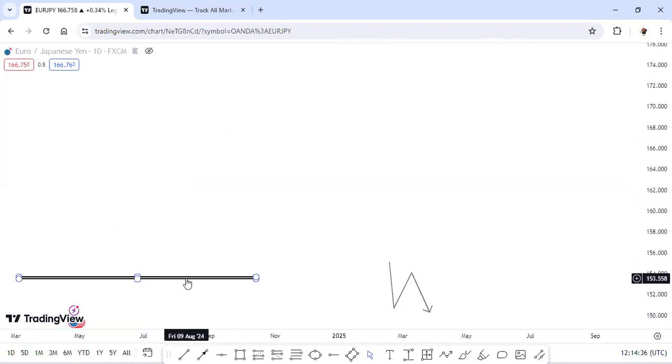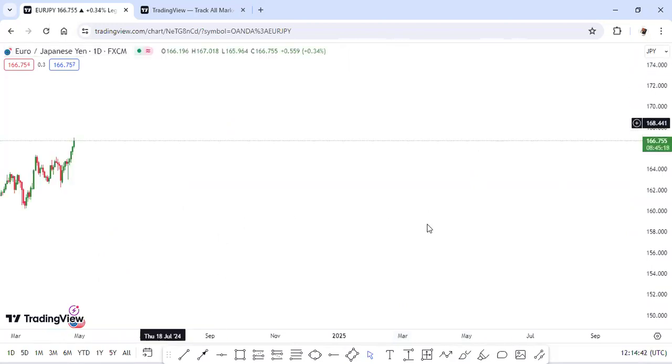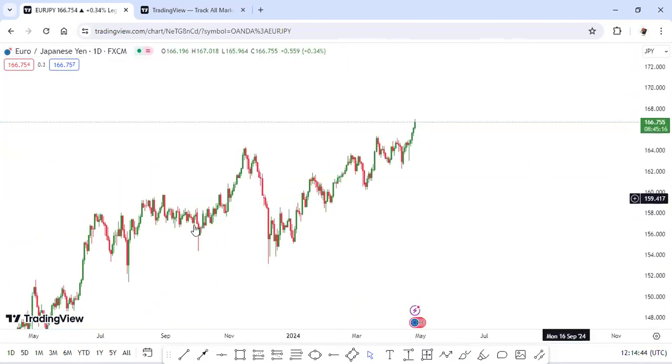Maybe you have been told that once a higher high has been taken out, it is time for you to go long, or it's time for you to go short. Sometimes it will not likely be like that.